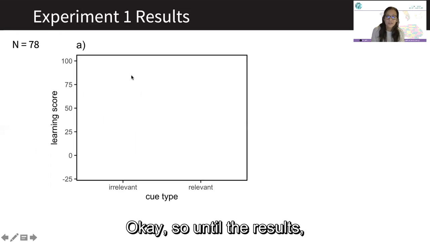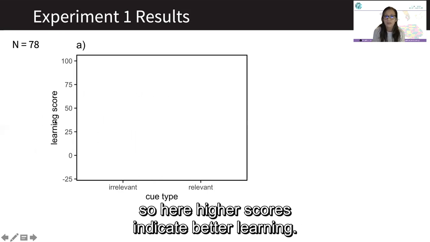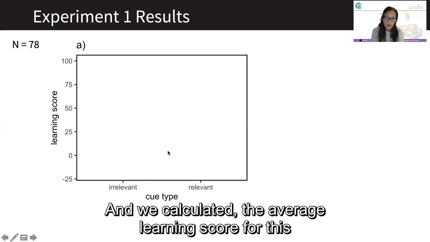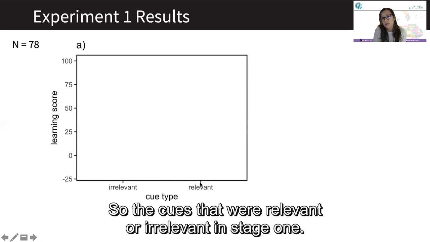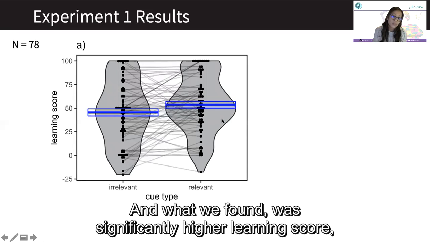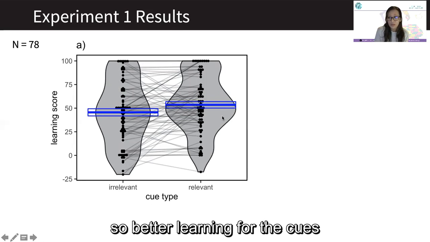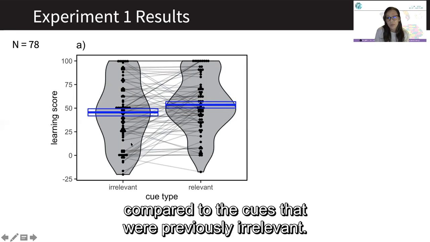Okay, so onto the results. On the y-axis here, we've got learning scores. Higher scores indicate better learning. We calculated the average learning score for the set of previously relevant and previously irrelevant cues, so the cues that were relevant or irrelevant in stage 1. And what we found was significantly higher learning scores, so better learning, for the cues that were previously relevant compared to the cues that were previously irrelevant.